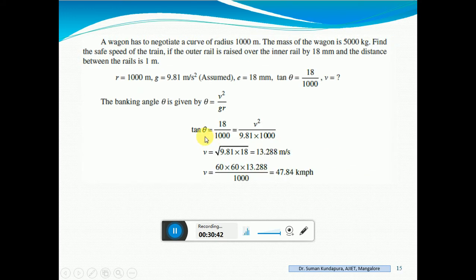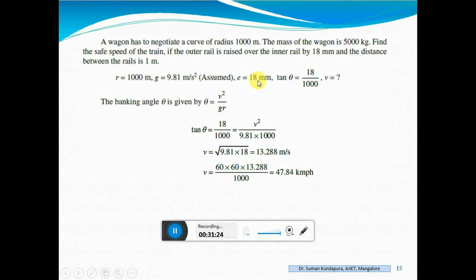Okay. Next problem. A wagon has to negotiate a curve of radius 1000 meter. R is 1000 meter. The mass of the wagon is 5000 kgs. Find the safe speed of the train if the outer rail is raised over the inner rail by 18 millimeter and the distance between the rails is 1 meter. R is equal to 1000, g is 9.81 meter per second square, assume.